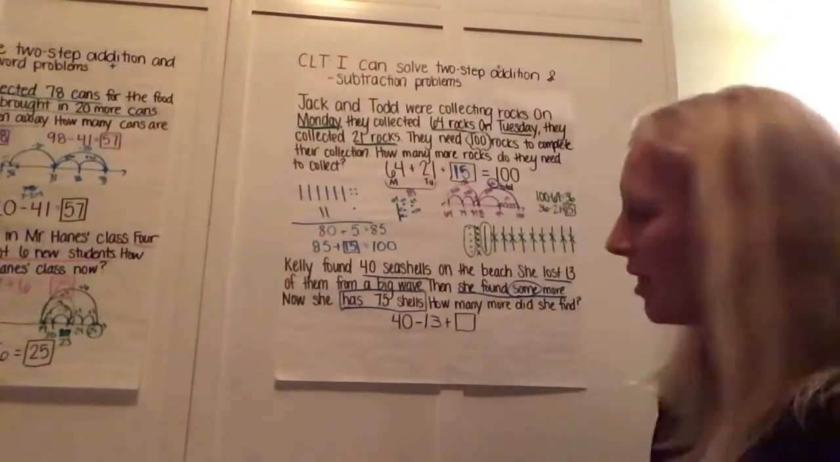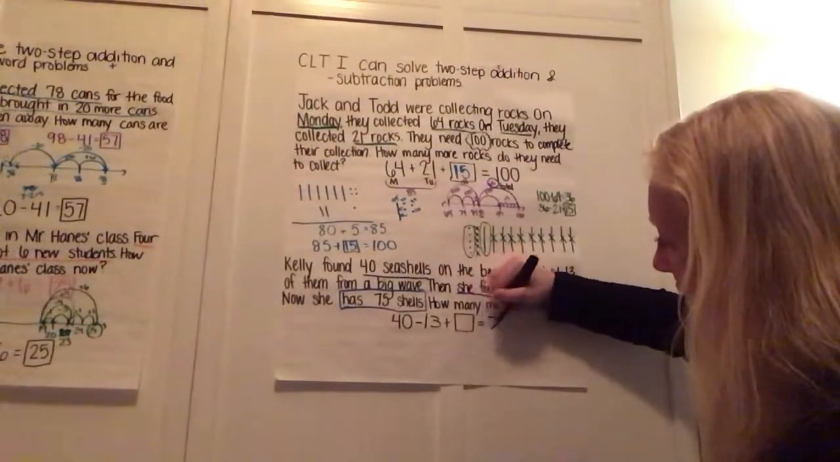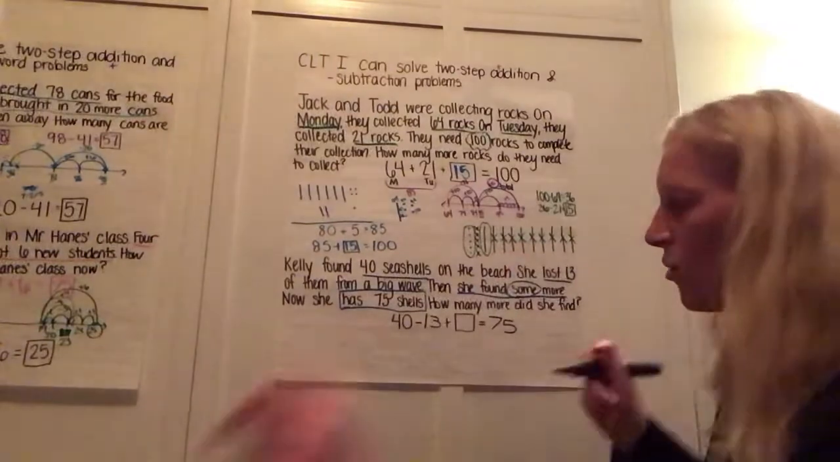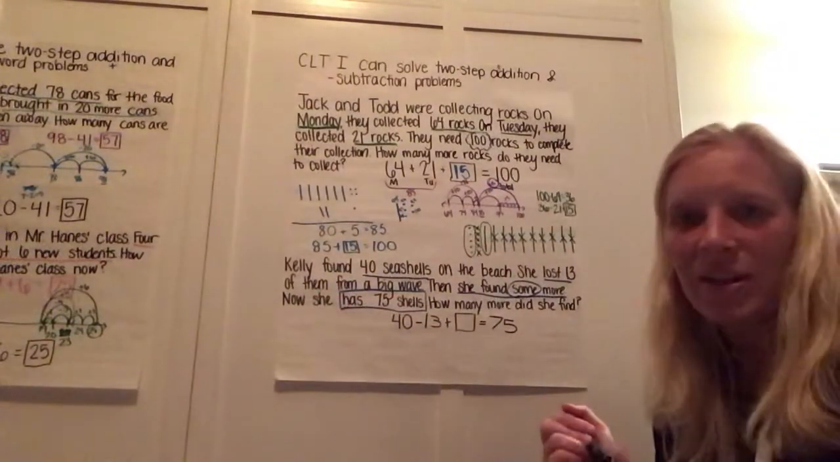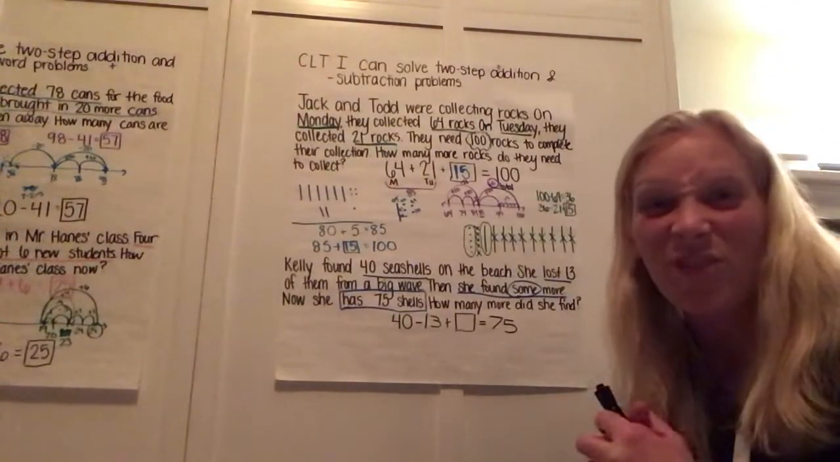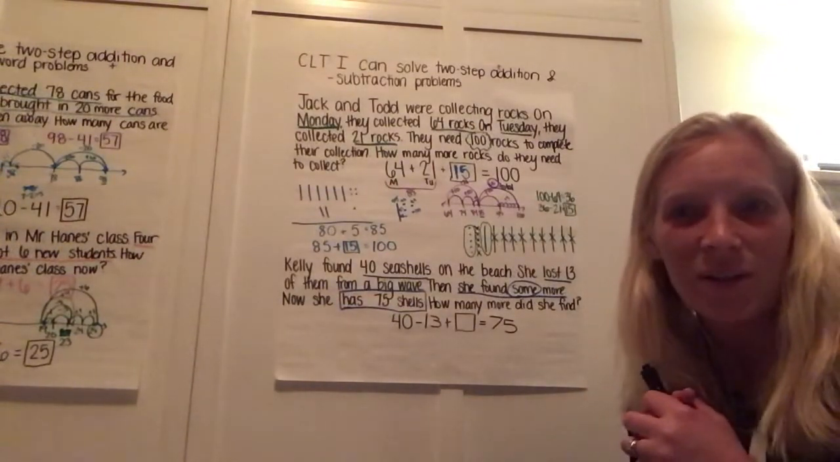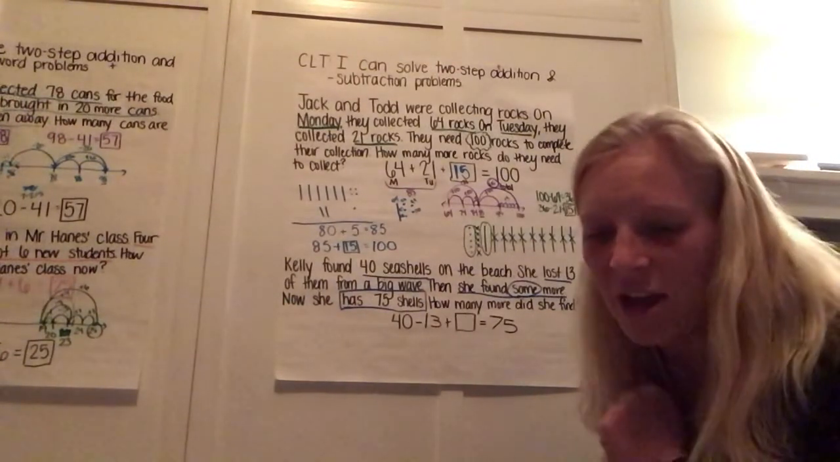And what did we put last? We put our equal sign and 75. And why equals 75? Because now she has 75 shells. Okay, if this is our starter, what is the first step that we're going to do? Let's see, 40 minus 13. Show me how you're going to solve this.